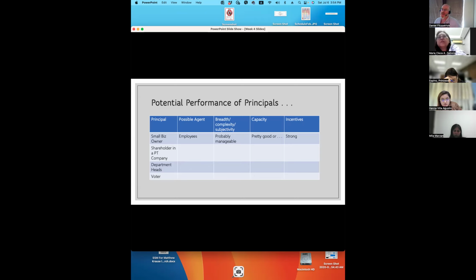But then the board will say, "Oh, you don't understand. We've had a really bad year, and don't sell. It's wrong. We're undervalued. Blah blah blah." So that's where the subjectivity comes in, the complexity.